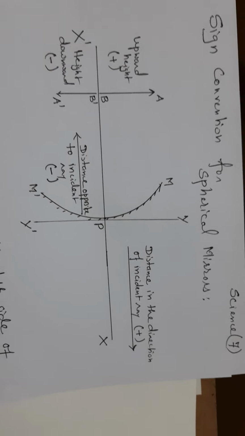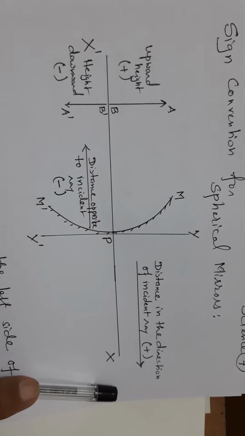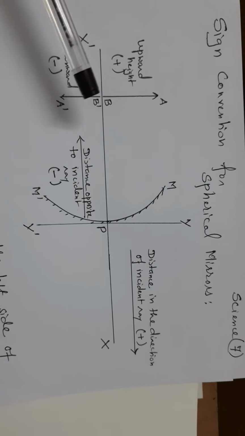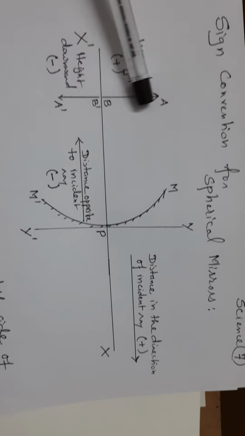Similarly, if we want to measure any distance on the right hand side of P, as I said earlier, they will be taken positive. Similarly, on the upper side, the height of object on the upward side we will take plus, positive sign. Lower side we will take minus, that is negative sign. So do remember this Cartesian sign convention.